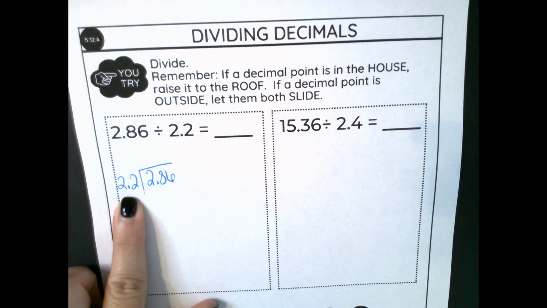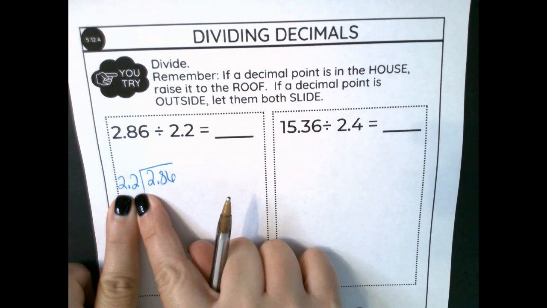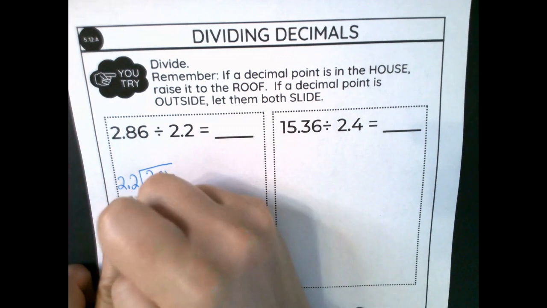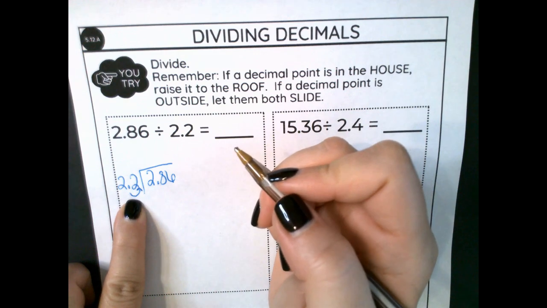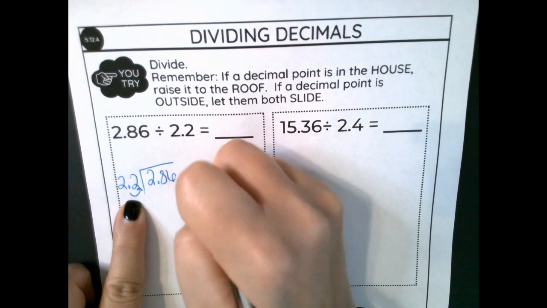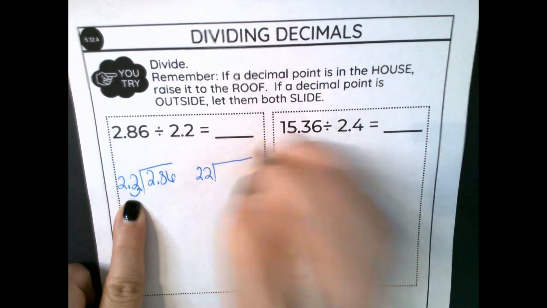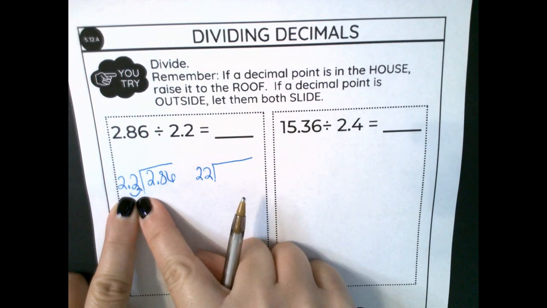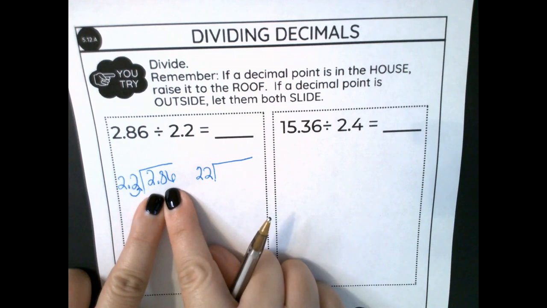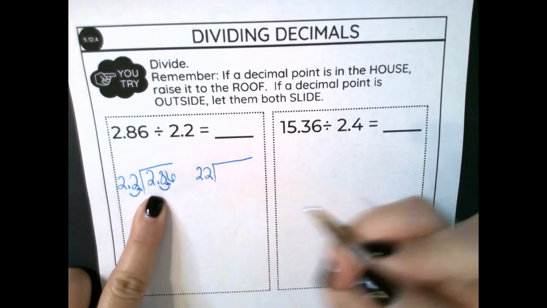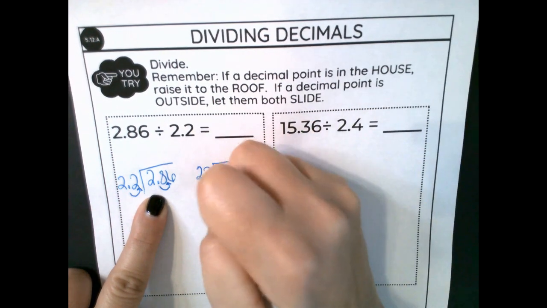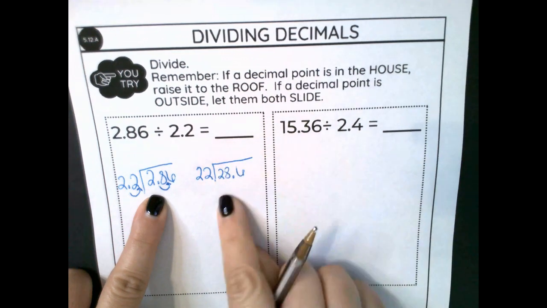Remember, it is important that we have a whole number as our divisor. So 2 and 2 tenths, in order to make that a whole number, we're going to slide that decimal point one place, which means we're actually multiplying it by 10, and now it becomes 22. Since we multiplied our divisor by 10, we also have to multiply our dividend by 10, and that means we move the decimal point one place. So now it is 28 and 6 tenths.